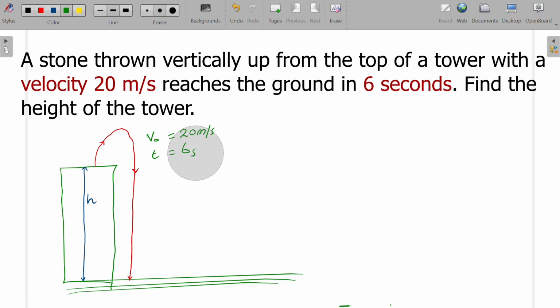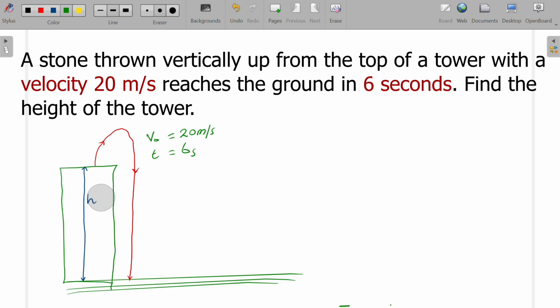Now, what we should understand here is the time it will take to move from this beginning point, go up to that point, and come back down to this end point is 6 seconds. And what we are looking for is the height of the tower, which is from this point where the journey started to the ground.